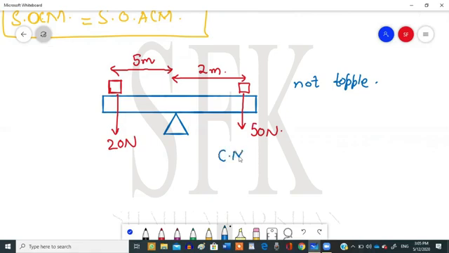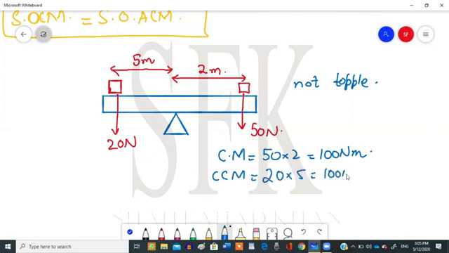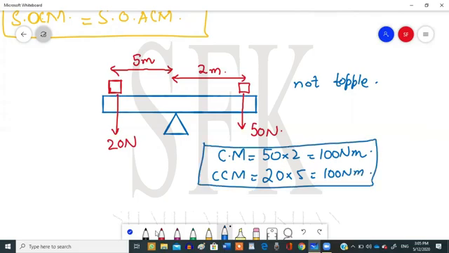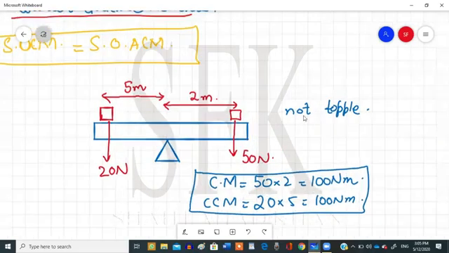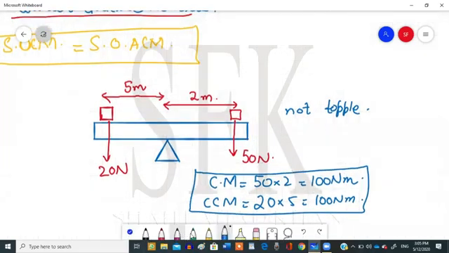So let's calculate the clockwise moment first. It's 50 into 2, 100 Newton meters, and the counterclockwise moment is 20 into 5. It's also 100 Newton meters. And yes, the second condition of equilibrium has been fulfilled. And this log is in equilibrium and it will not topple.